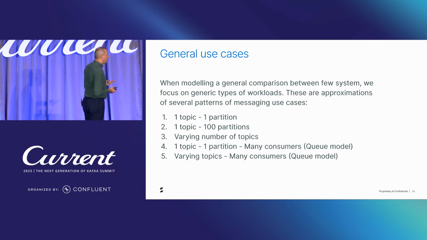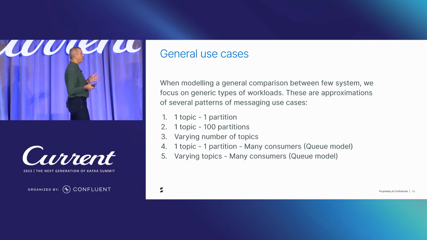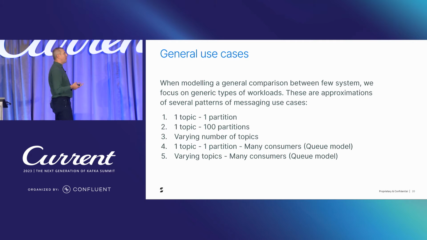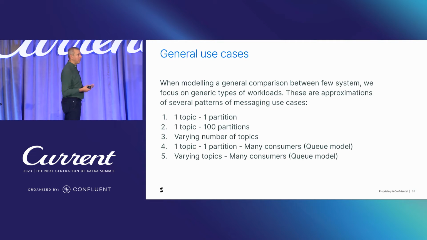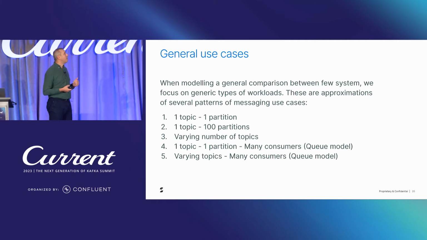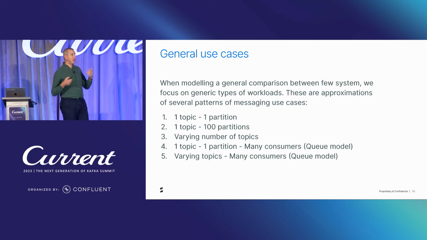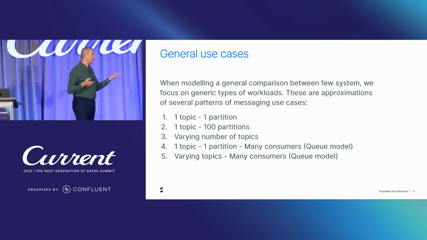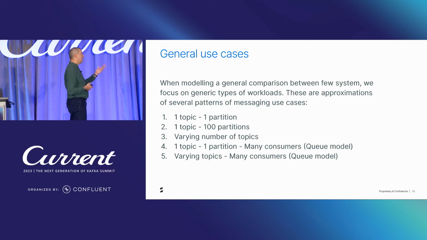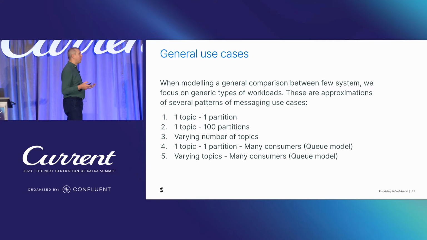There is also another class of workloads which are more queue model based. For example, if you have one topic, one partition, but with many consumers. Kafka cannot support this, at least for now, but other systems like Pulsar, RabbitMQ, and ActiveMQ will support it. So we have tested a lot of these, either one topic, one partition, or a variety of numbers of topics as well.